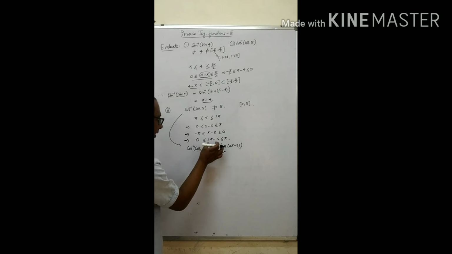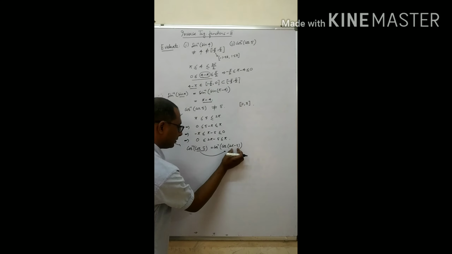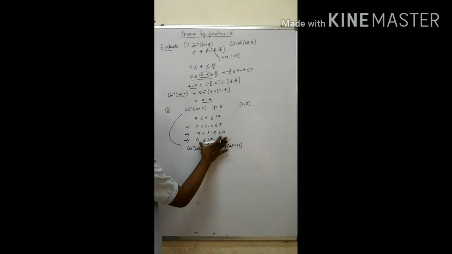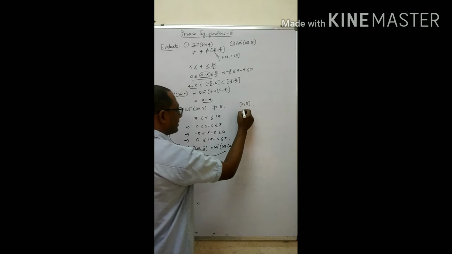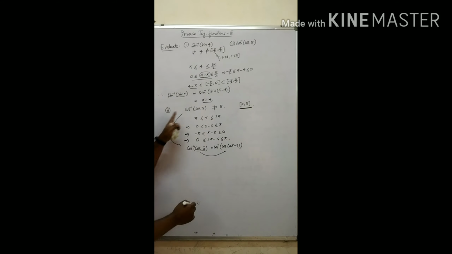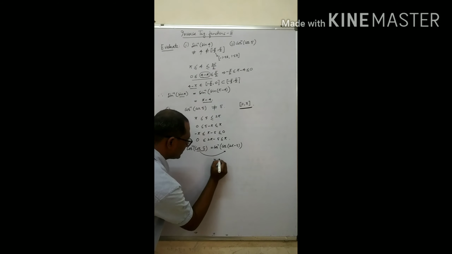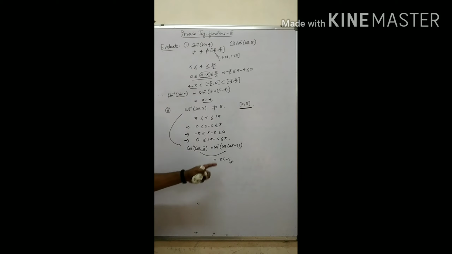So we have brought not only the angle, but also we have seen that that angle is lying in the desired principal value branch, so that I can use that result. And that is the trick of doing this kind of question. 2 pi minus 5, that's the answer. So you have to take care of both the situations. Okay, let me do one more question.